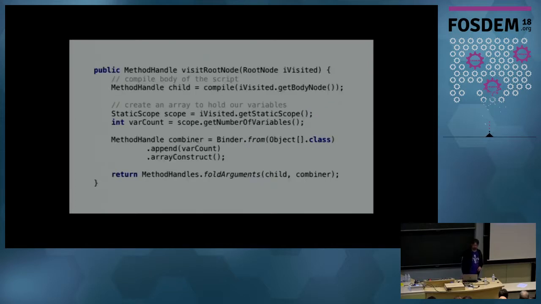Of course, there are obviously a lot of other different types of expressions in Ruby. But now we're at the root. This is at the top of the script. Of course, we just compile the whole body. This is where we get how many local variables we want to have, and we throw an array construct in here. So we construct our array of local variables, and then that gets passed down through the method handles all the way into the rest of the script.